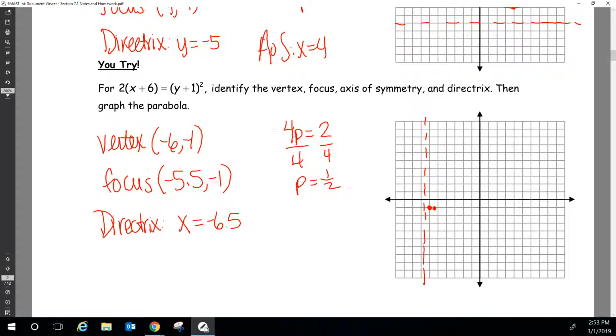Since the focal width is 2, we're going to go up 1 and down 1. We have a tight little parabola here. So this one is not as wide and fat as the others. All right, and the last thing we need is the axis of symmetry. Axis of symmetry cuts your parabola in half. So this is the line that goes through the y-axis at -1.